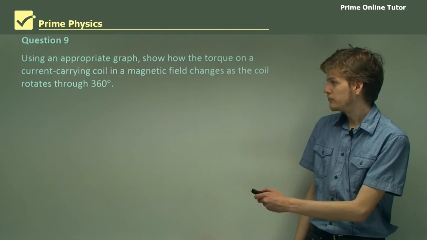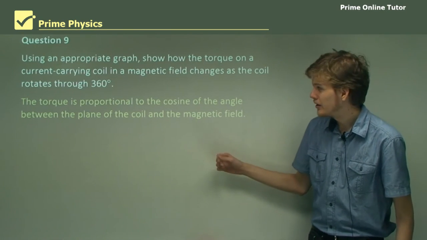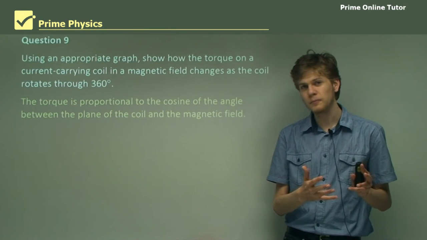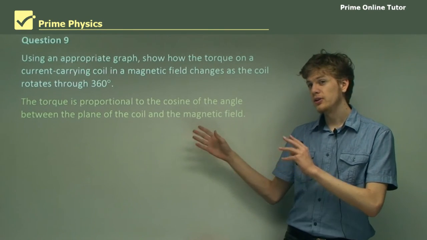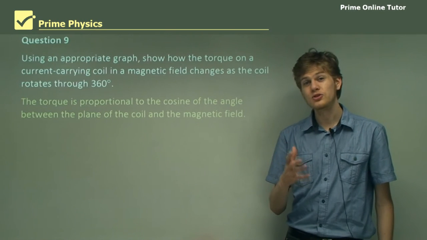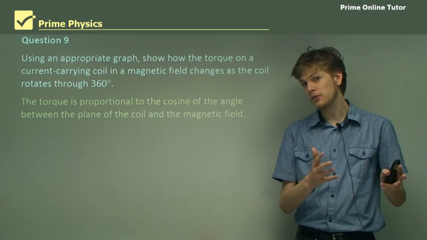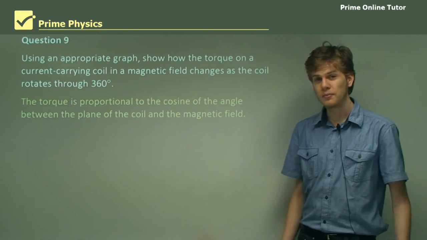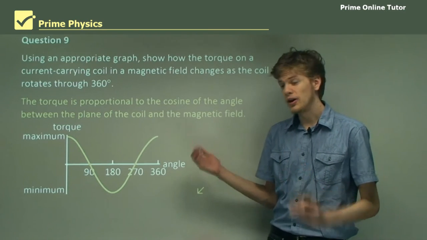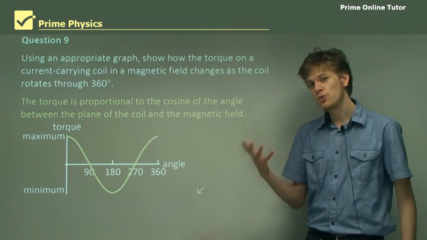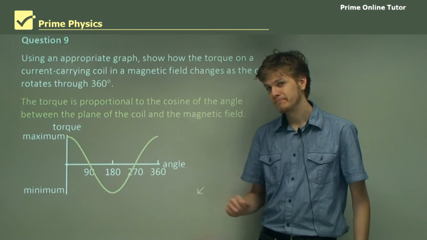Why? Well, the torque is proportional to the cosine of the angle between the plane of the coil and the magnetic field. So that means that the torque on a particular coil will look exactly the same as a cosine graph if we vary the angle between the coil and the field. So all we need to do is draw something like this. So we're basically just drawing the cosine of the angle between the coil and the magnetic field. Don't forget to label your axes.